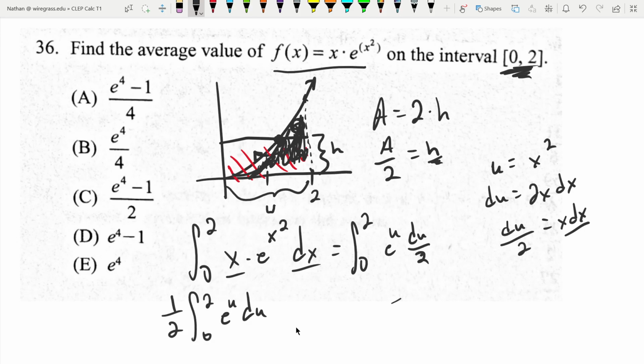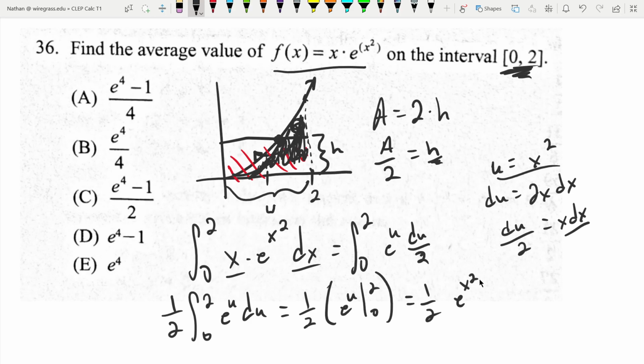e to the u du. And that's just going to be 1/2 e to the u evaluated at 0 and 2. Of course, we need to go back to the original function, where u is x squared. So this is going to be 1/2 e to the x squared evaluated at 0 and 2. And that's going to give us 1/2. Plug in 2, you get e to the 4. Plug in 0, we get e to the 0, which is just 1. So we're going to get minus 1.